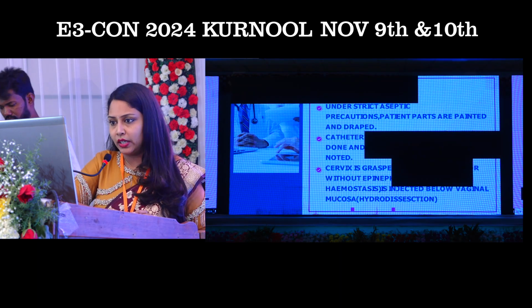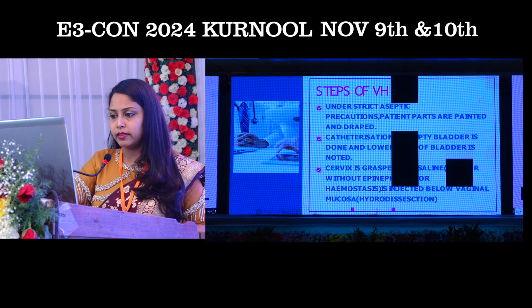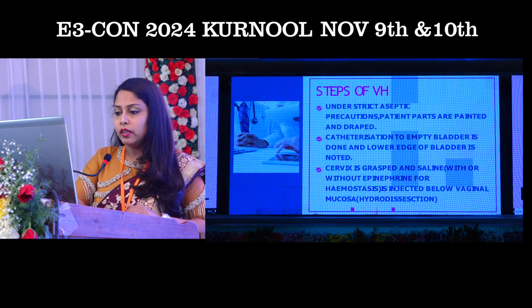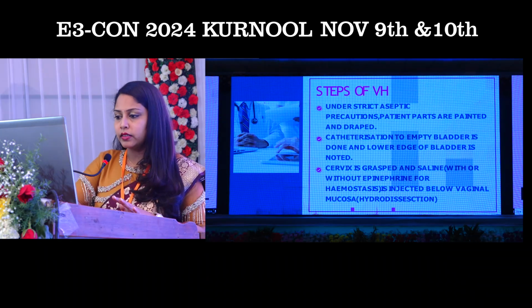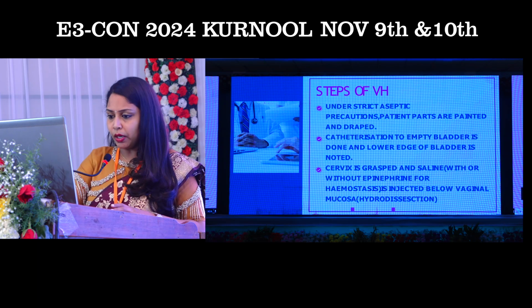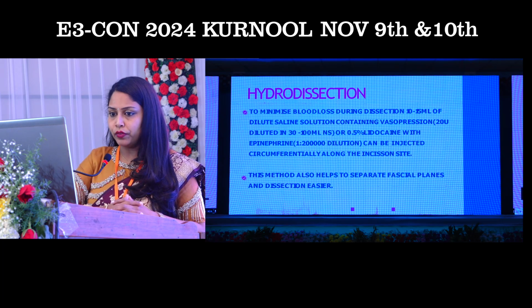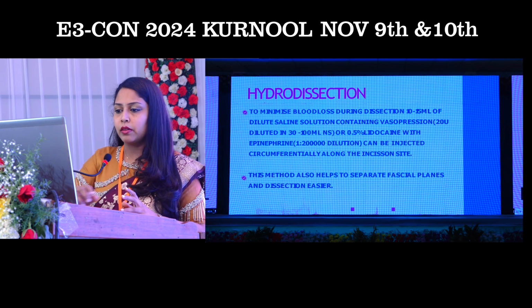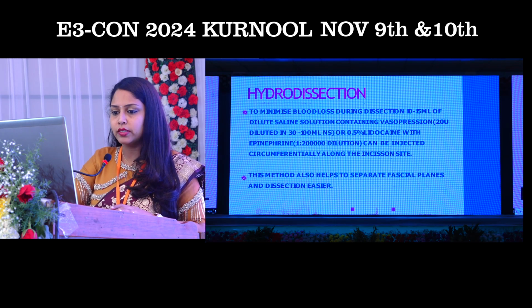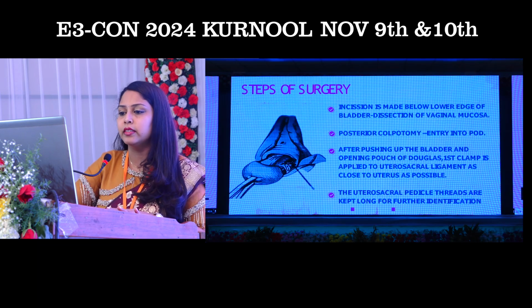What are the steps of vaginal hysterectomy? Under strict aseptic precautions, the patient is painted and draped, catheterization of the empty bladder is done, and then the cervix is grasped and saline is injected, with or without epinephrine, below the vaginal mucosa. This is called hydrodissection. This is done to minimize blood loss during the dissection. We use 10 to 15 ml of diluted saline solution containing vasopressin. This can be injected circumferentially along the incision site. This method also helps to separate the fascial plane and makes dissection easier.